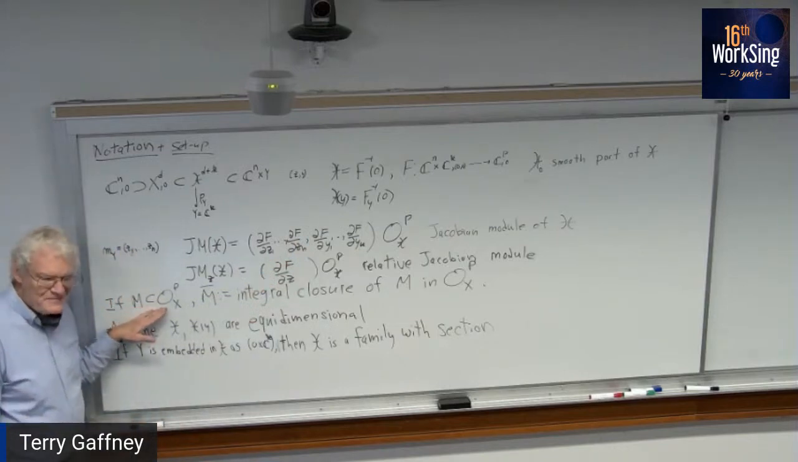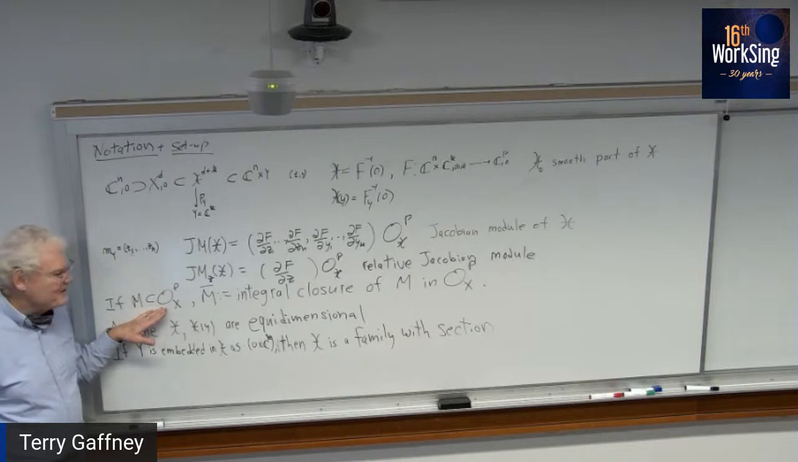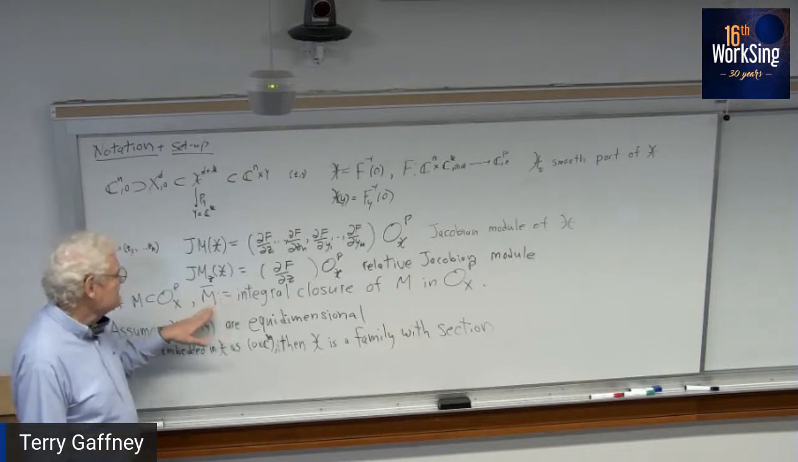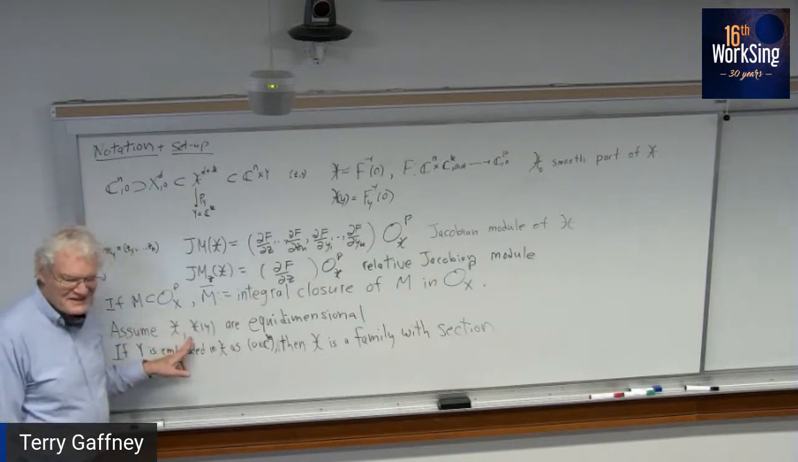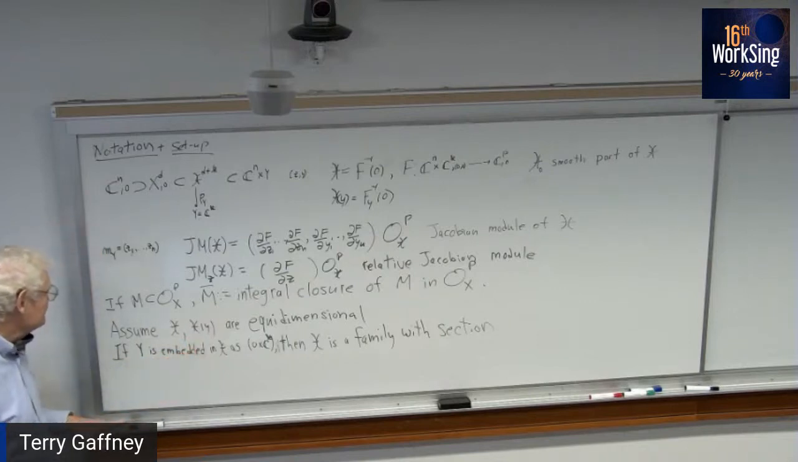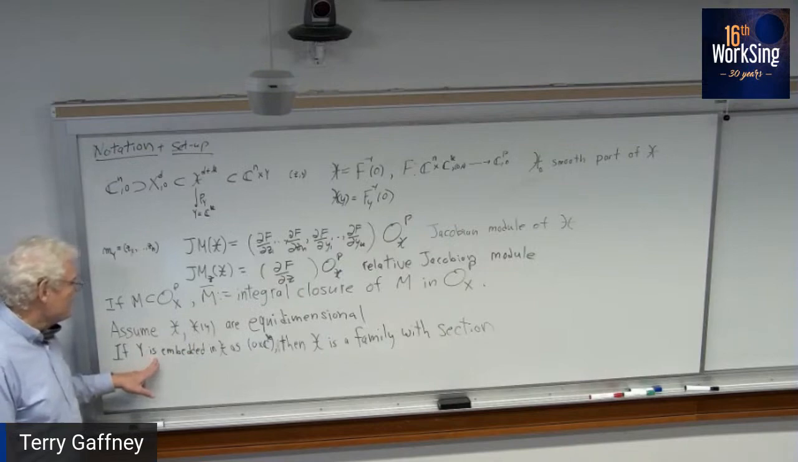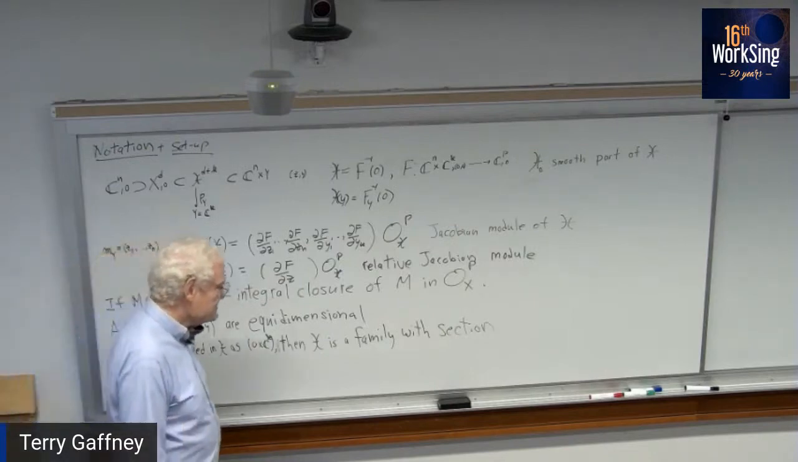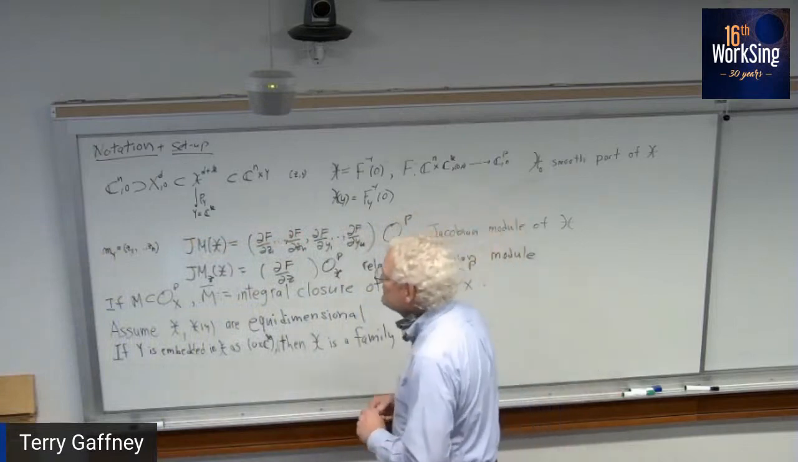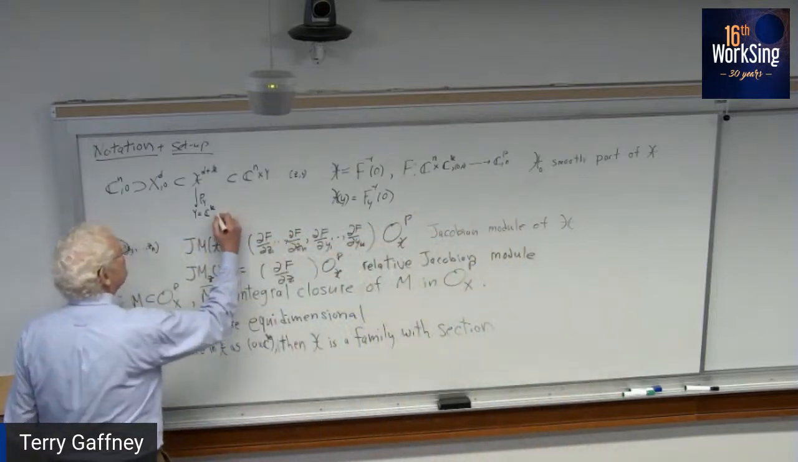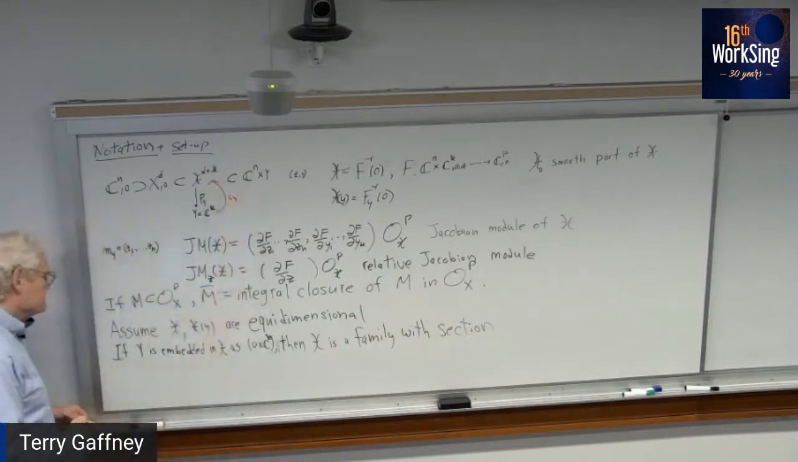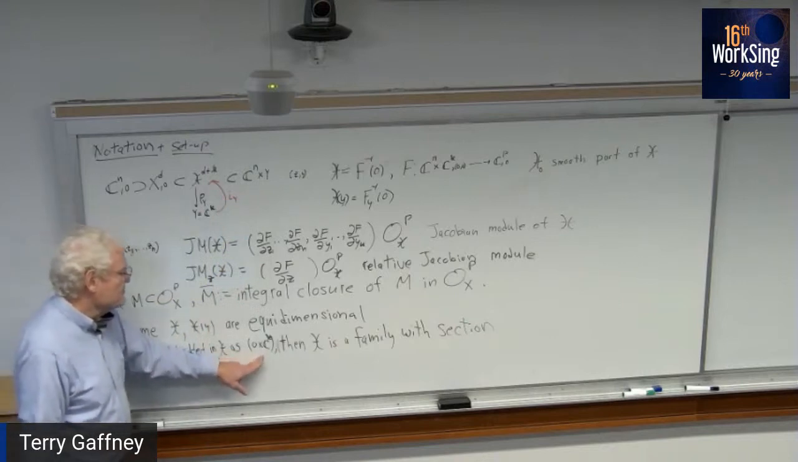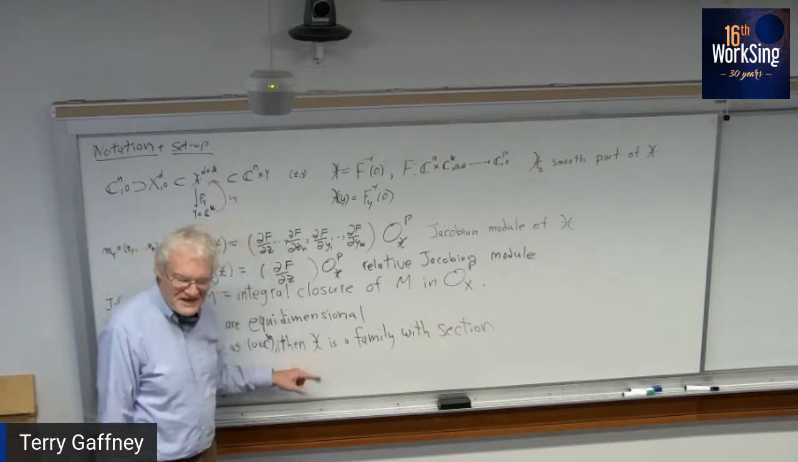If I have a submodule of a free module, then I can talk about its integral closure, which I denote with a bar. Throughout the talk, we assume that X and the fibers in our family are equidimensional. Now, sometimes I'm going to have the situation, in fact, when I think about it with singularity problems, I always have this: I'll have a section going backwards. And if Y is embedded in X as 0 cross CK, then we say that X is a family with this section.